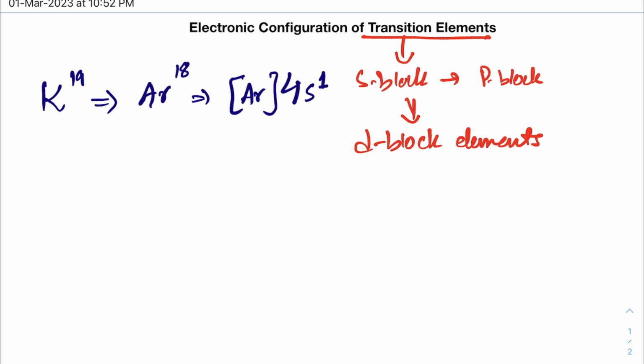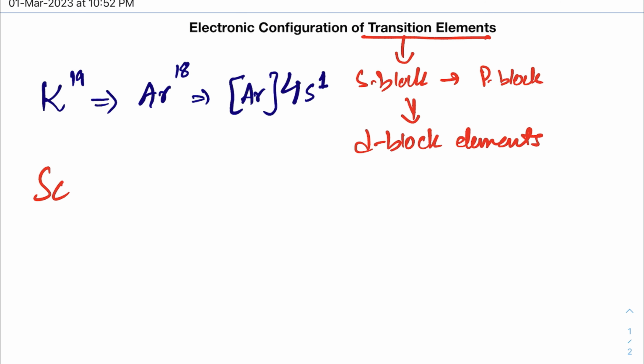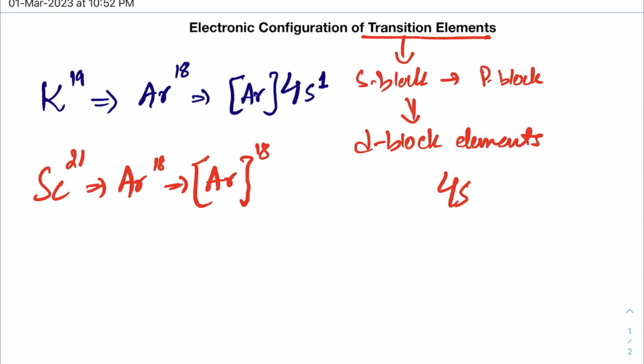Now the 19 electrons are completely settled here. While in the case of transition elements, let's take an example of scandium. Scandium contains 21 electrons, which is 3 more than argon. So we are going to write it down as argon, 18, and supposedly it needs to accommodate the remaining electrons either in the 4s shell or in the 3d shell. So what scandium does is that it accommodates 2 of its electrons in the S shell and 1 of its electrons in the D shell.